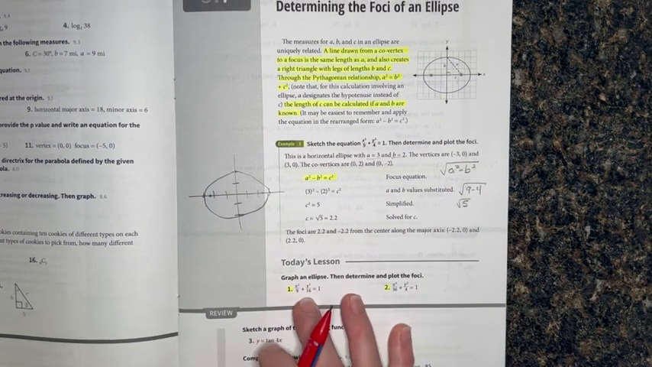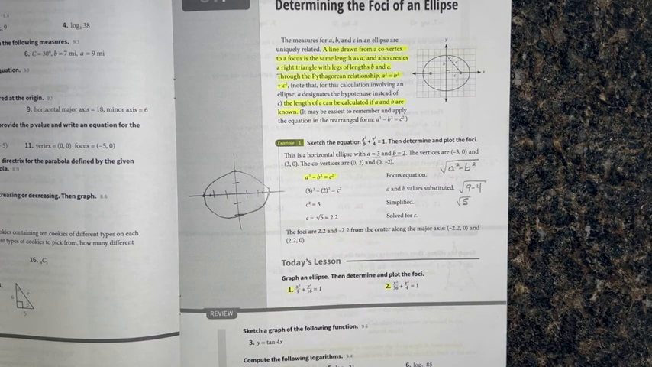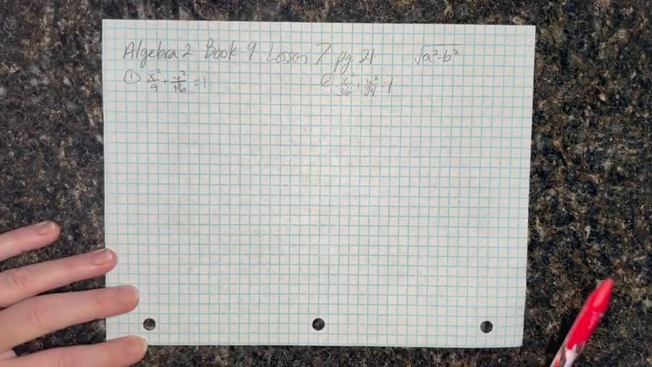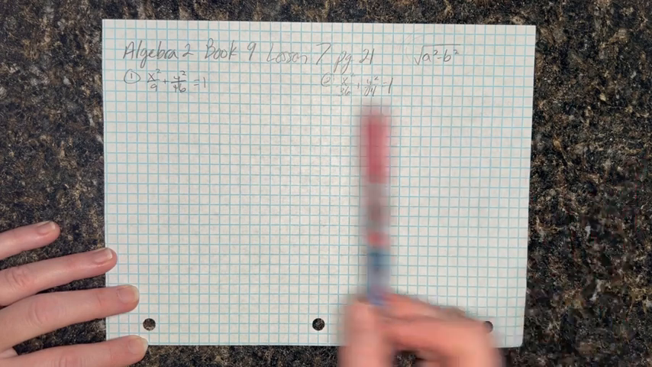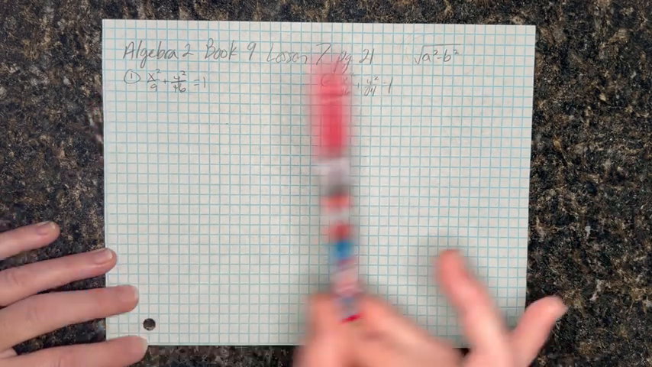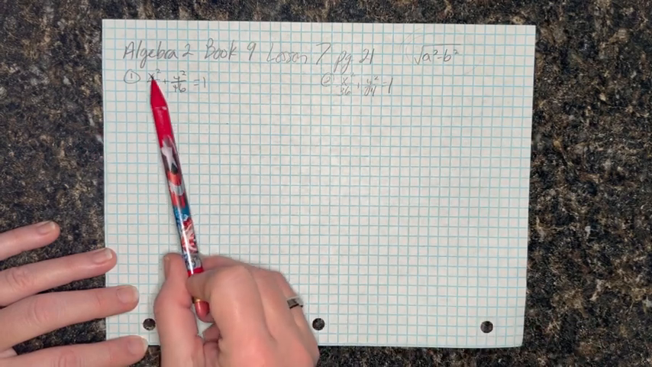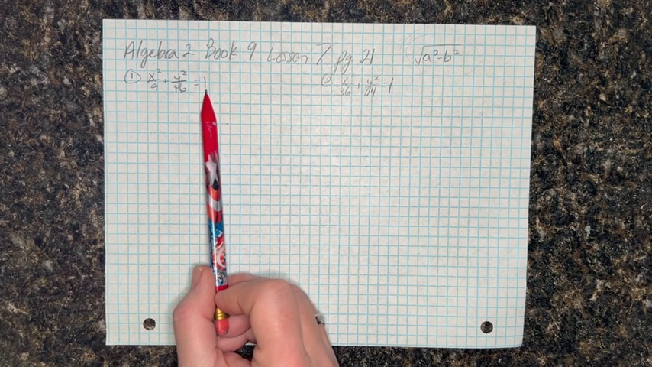So let's go ahead and graph these two ellipses together and figure out the foci. We are in Algebra 2, Book 9, Lesson 7, page 21. Here is the formula for our foci. Problem number 1. For these two problems, they want us to graph the ellipse and determine and plot the foci. Problem number 1 is x squared over 9 plus y squared over 16 equals 1.